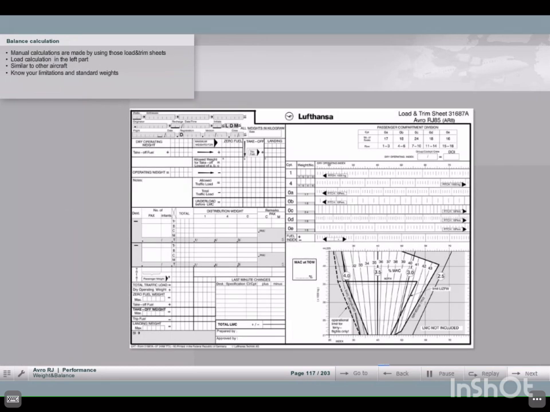If a weight and balance calculation has to be performed manually, this is usually carried out on load and trim sheets. An example is shown here. The left part makes up the load calculation. This is straightforward and very similar to other aircraft. It is important that you know your weight limitations covered in the limitations section. Many operators use standard weights for passengers. These weights must be stated in the operations manual.